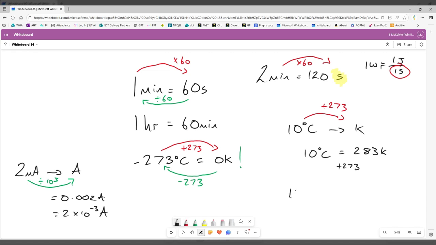If I have 10 Kelvin, and I'm being asked to convert that into degrees Celsius, how do I turn Kelvin, 0, into degrees Celsius, minus 273? I just take away 273. So we do that. 10 Kelvin is equal to, take away 273, 263 degrees Celsius. Negative.